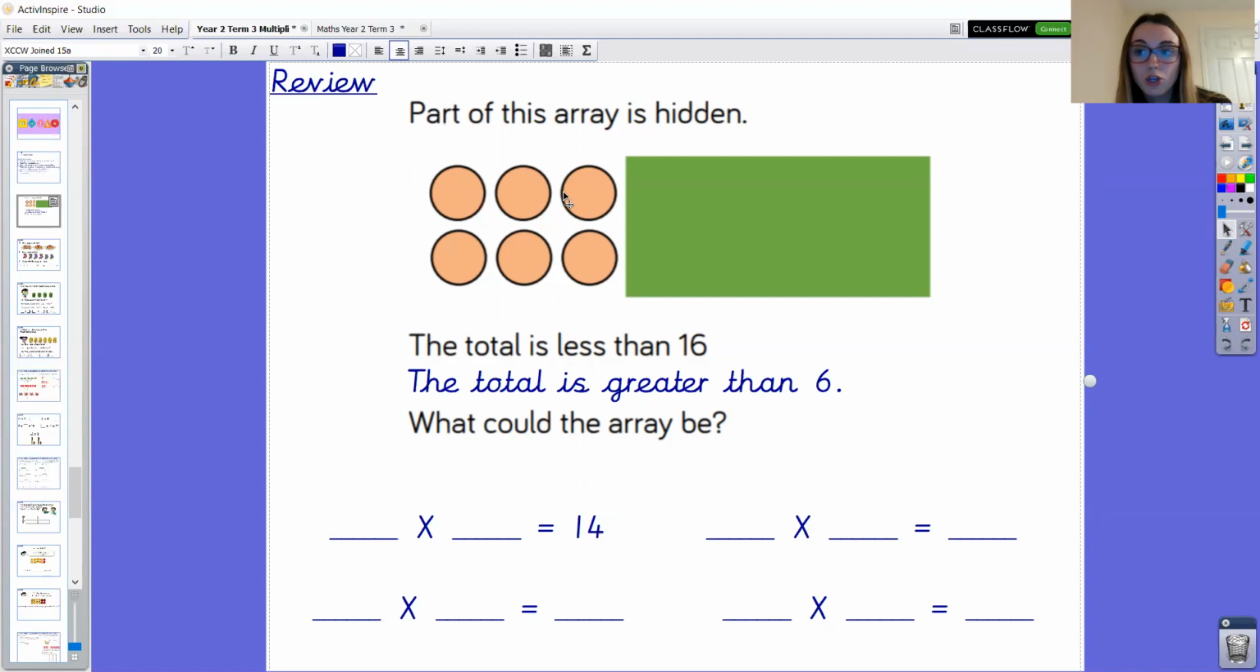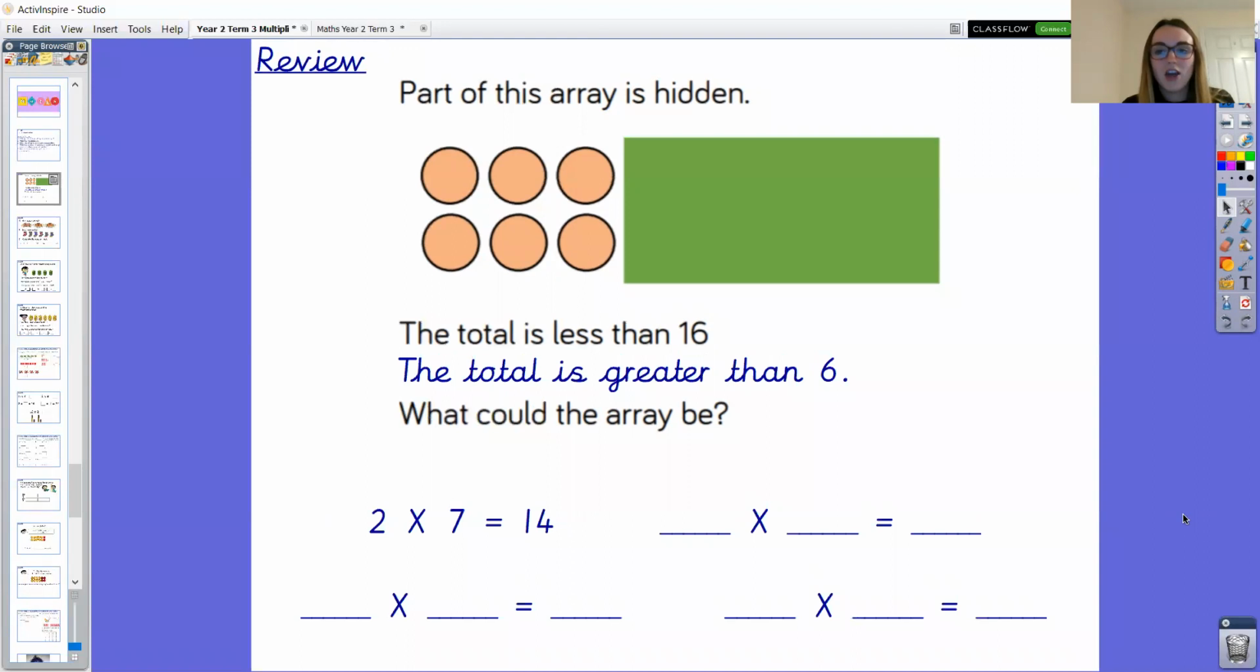I can see 2 rows in this array, so that means there are 2 lots. So 2 lots of equals 14. How many 2s are in 14, Year 2? Well done. So using our Learn Its to help us, we often chanted 7 add 7 equals 14. So we know double 7 equals 14. So 2 lots of 7 equals 14. Brilliant. Okay, so let's have another think.